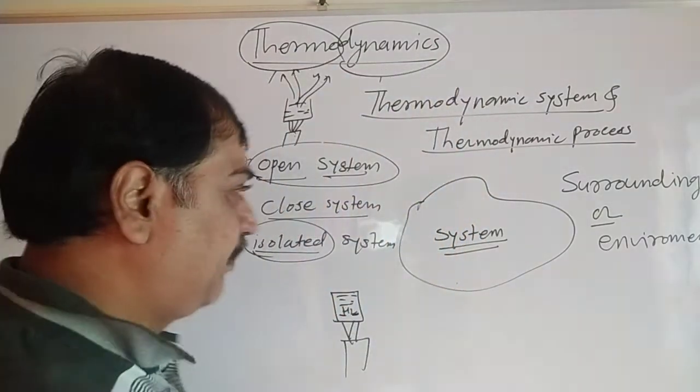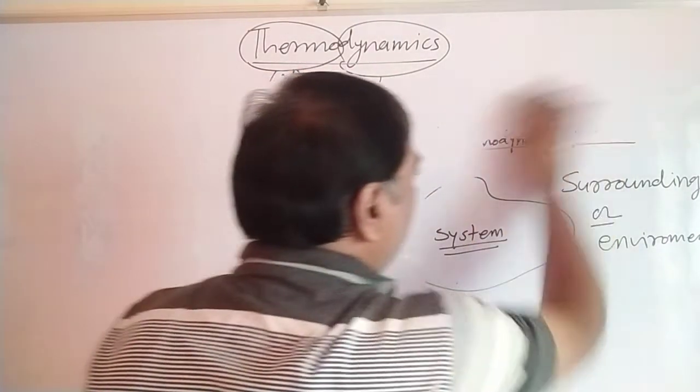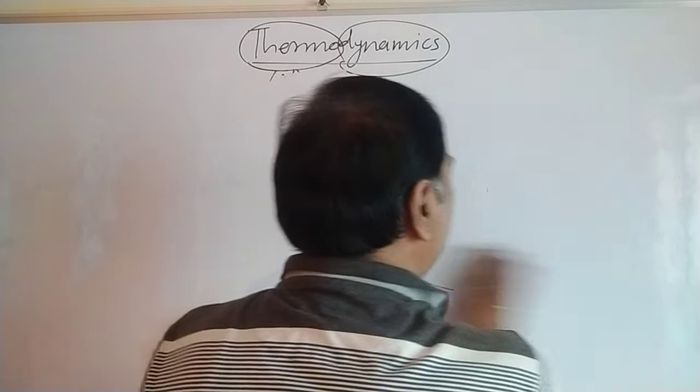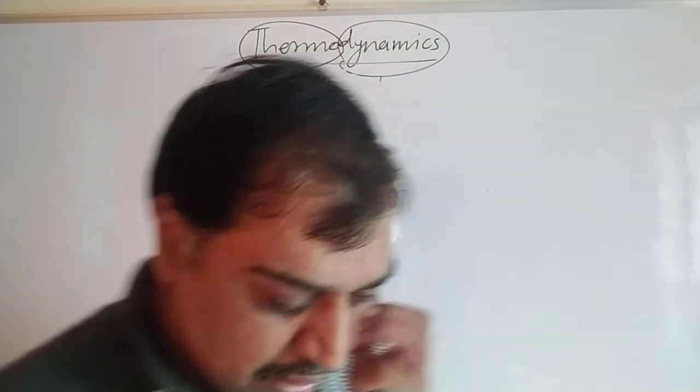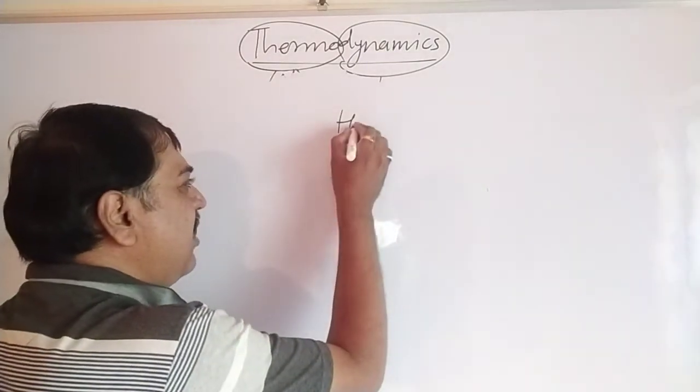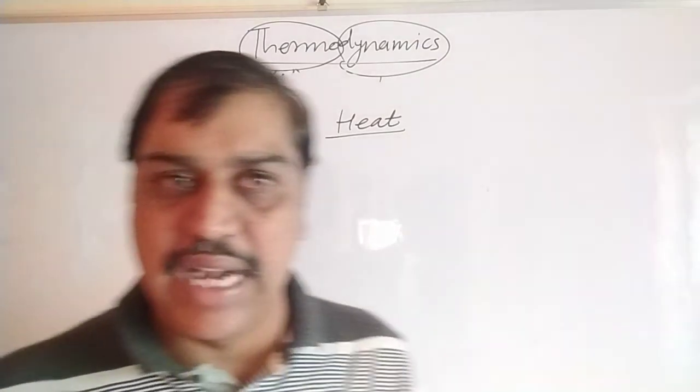Now let's go to heat. What exactly is heat? So we have started with the heading heat. In short, we have seen initially that heat is one of the types of energy. Now let's see how heat gets transferred, or how exactly heat is released to the surrounding or absorbed from the surrounding, that we have to learn.